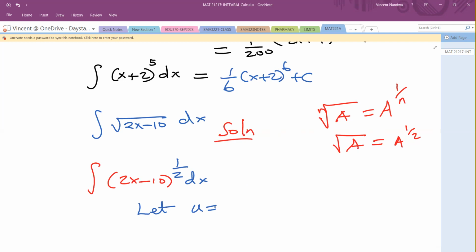Remember, when you say let u be x, you are actually not doing anything. You still have the same problem. The way you choose your u is also very important. You have to be very careful on what you're choosing to be u. Choosing u to be x, you'll produce the same integral. So the best thing is to choose u as the whole of that bracket, 2x minus 10.